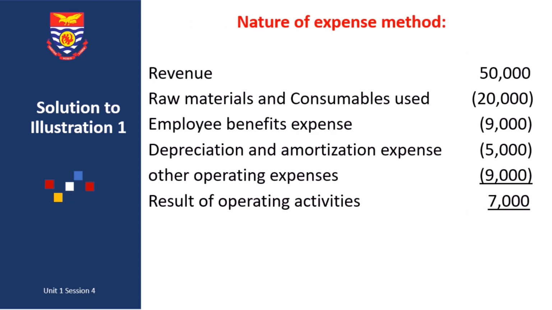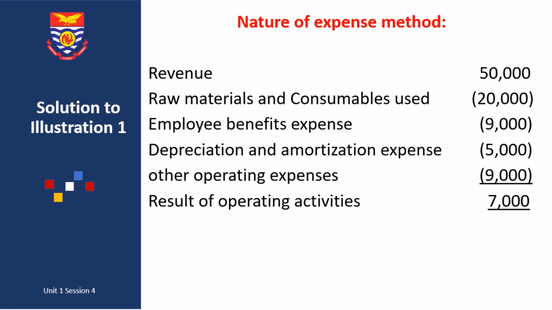Now, the nature of expense method. Here, we take the revenue, but we are going to take the total of what is the nature of the expense we are doing. So if we take raw materials and consumables, we are going to sum up all the raw materials in the cost of sales, the administrative expenses and the distribution cost. So the total of these is 20,000.